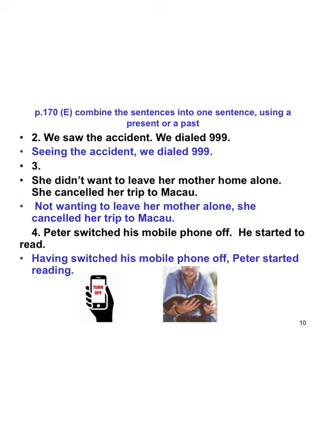Number 2, we saw the accident. We dialed 999. We turn the verb saw to our present participle. We don't need to use we in the participle phrase because the doers of the two actions, seeing the accident and dialing 999, are the same, and therefore we just have to put we in the main clause.